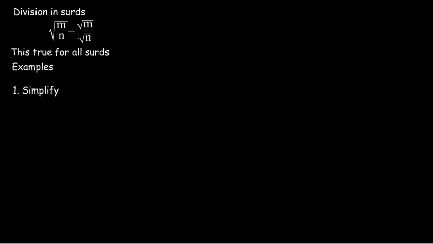Division in surds. Root m divided by n will be equal to root m divided by root n. This is true for all surds. Example 1: simplify root 35 divided by root 5. For our solution, root 35 divided by root 5 will be equal to root of 35 over 5, and 35 over 5 is 7, so it will be equal to root 7.